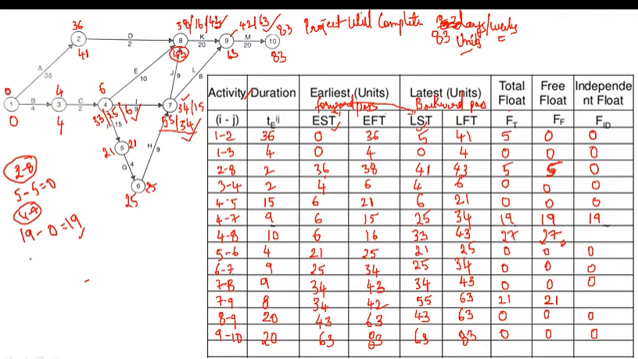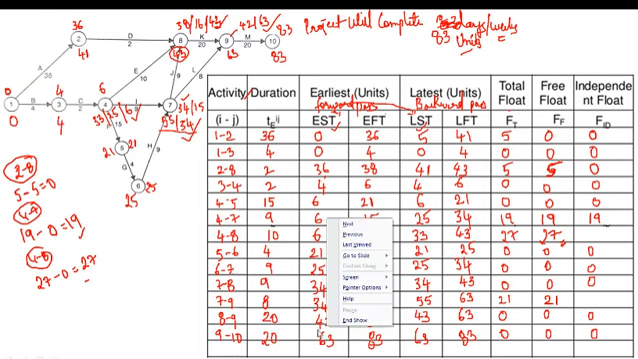The next activity is 4 to 8. What is the free float of activity 4 to 8? It is 27. What is the tail event of 4 to 8? Same, 3 to 4. What is the total float of 3 to 4? It is 0 only, so 27 minus 0 is obviously 27. Write down the value 27 here.